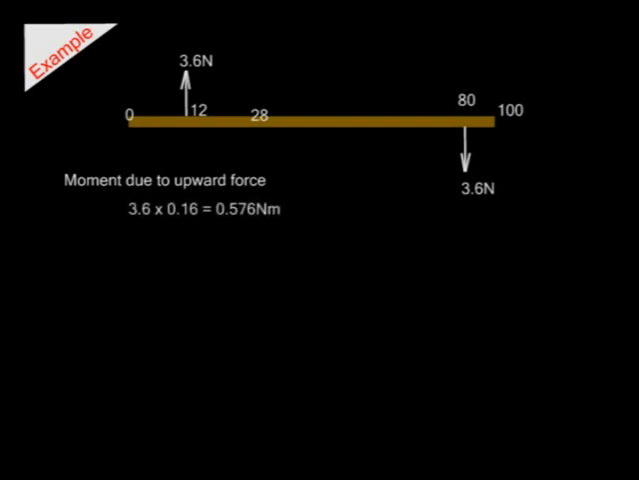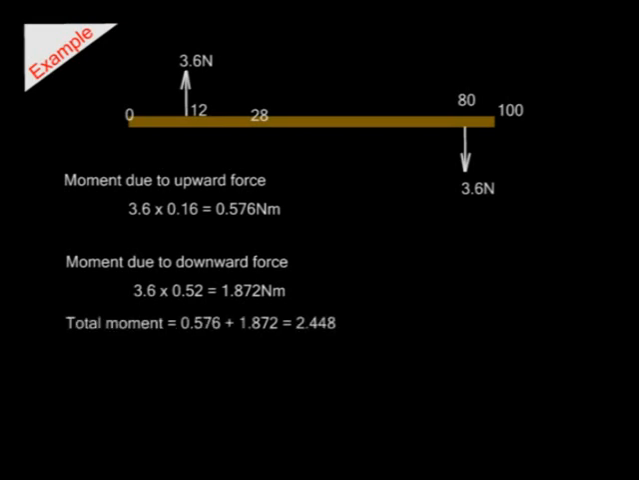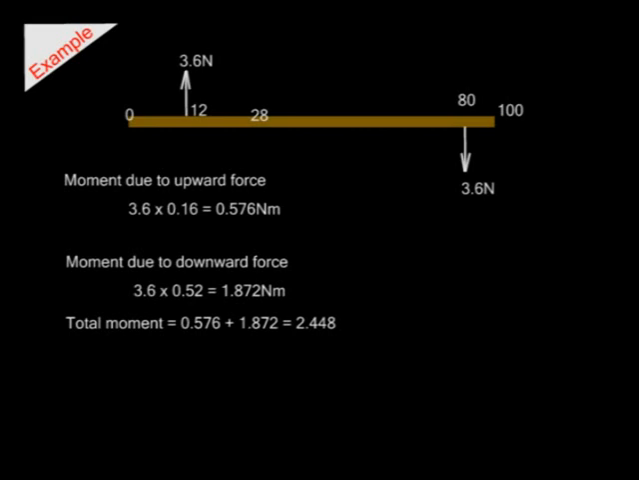Alternatively, we had said that the moment of parallel forces is the product of one of the forces and the perpendicular distance between the two forces. So we could write the solution alternatively and say total moment is equal to one of the forces times the perpendicular distance between them. The perpendicular distance between the two forces is 0.16 plus 0.52, which will give 0.68. So 3.6 times 0.68 gives 2.448 Newton meters. The same answer as the first calculation.